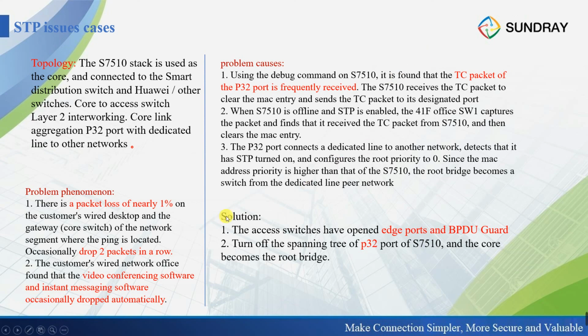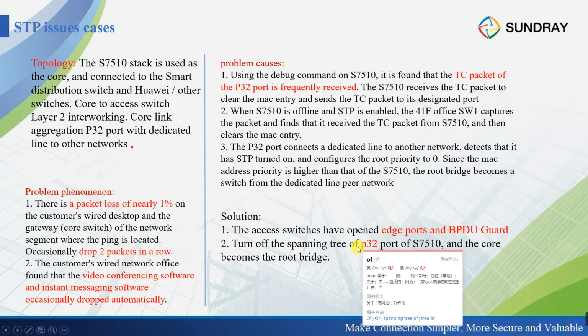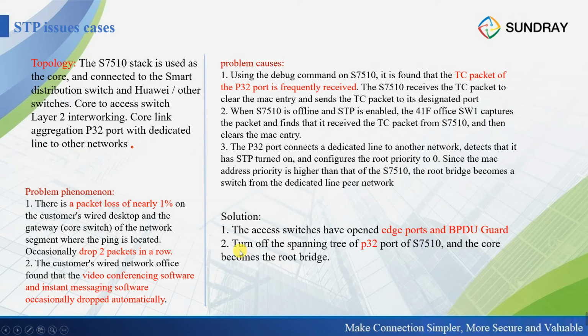So let's see our solutions. First, we enable the edge port and BPDU guard on the access switches. So if an access switch receives a TC BPDU, the port will be shut down. We also turn off the telemetry of port 32, because lots of the TC packets to this core switch come from this port 32. After we disable the telemetry of this port, the BPDU packets will not be sent to the core switch.